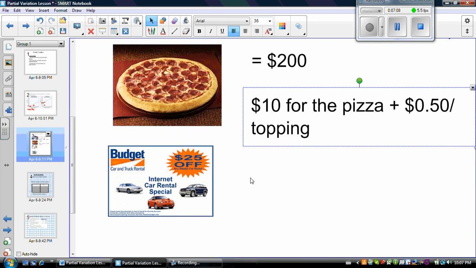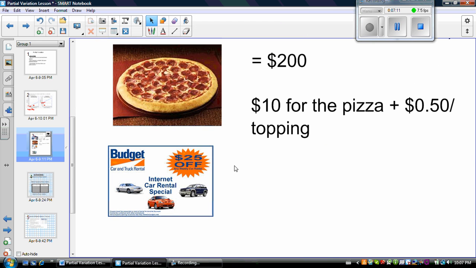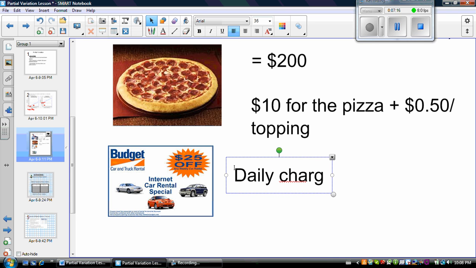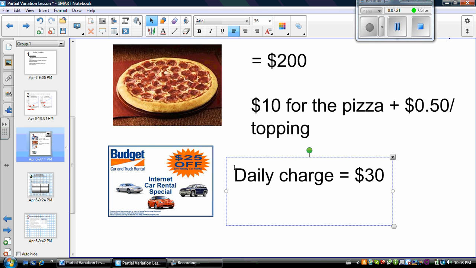Next example is a car rental. So car rental, daily charge is equal to, let's say, $30. And then cost per kilometer, let's say that's 25 cents. Okay, so daily charge of $30 just to rent the car. If I don't drive the car, I still got to pay the $30 for renting it.